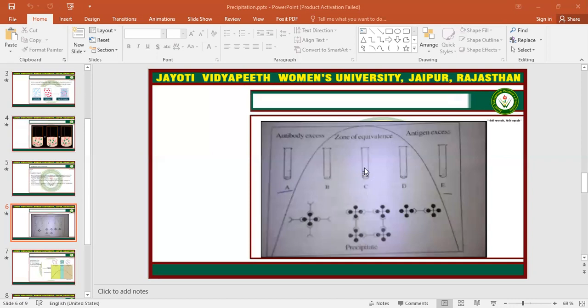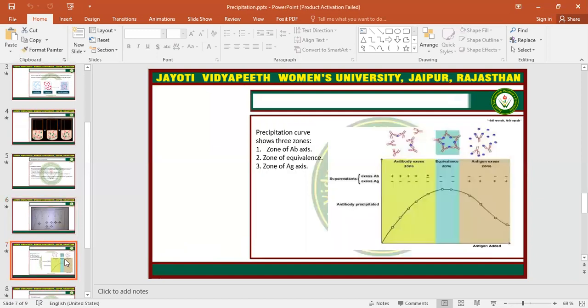So here in the C2, we can find that this is the precipitate. And these are the antigens, and the antibodies have been attached to that particular antigen. So when we plot it out, we observe that three zones are formed. In the first tube, there is a low level of antigens, so antibodies are high in concentration.